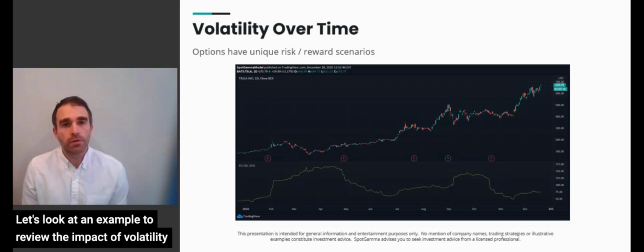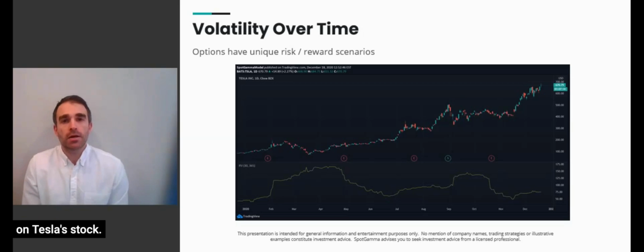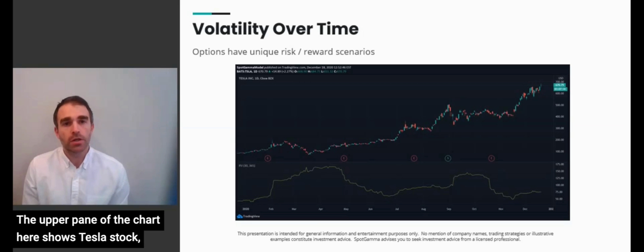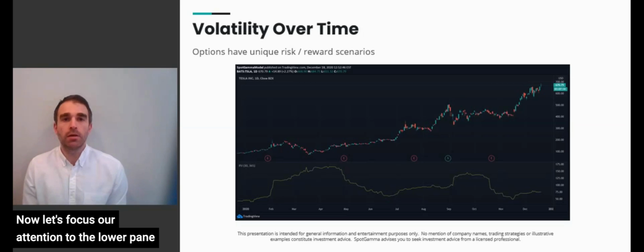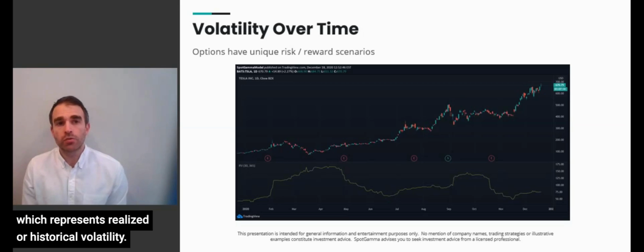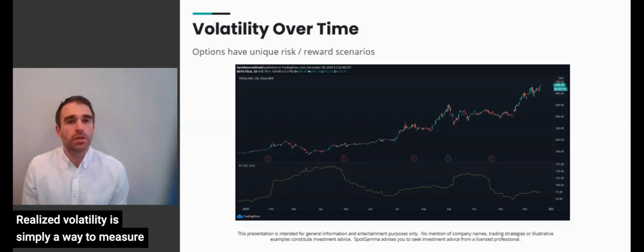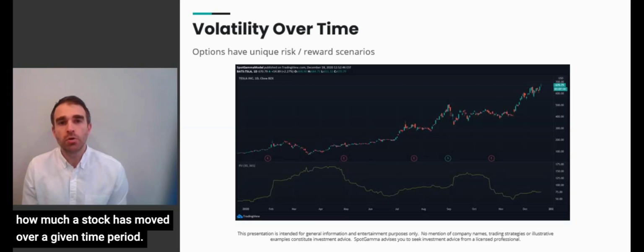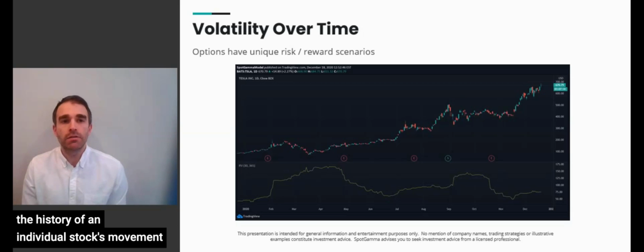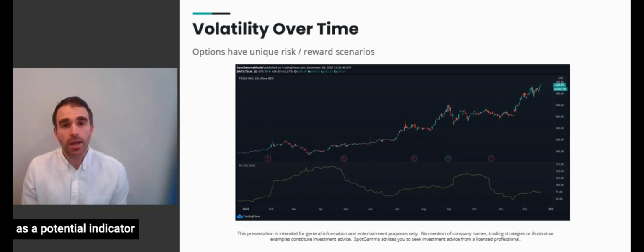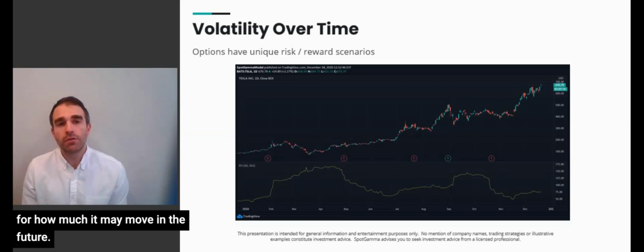Let's look at an example to review the impact of volatility on Tesla's stock. The upper pane of the chart here shows Tesla stock, which is currently trading at $670 per share. Now let's focus our attention to the lower pane, where you will see a single yellow line which represents realized or historical volatility. Realized volatility is simply a way to measure how much a stock has moved over a given time period. As part of an overall investment approach, many investors will analyze the history of an individual stock's movement as a potential indicator for how much it may move in the future.